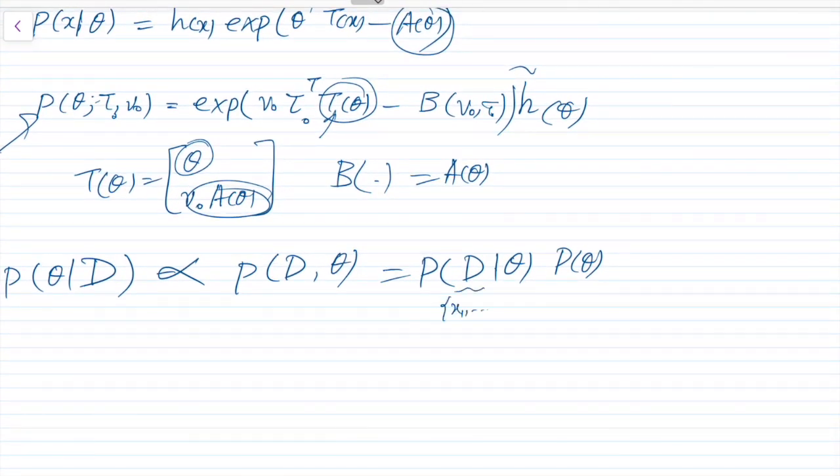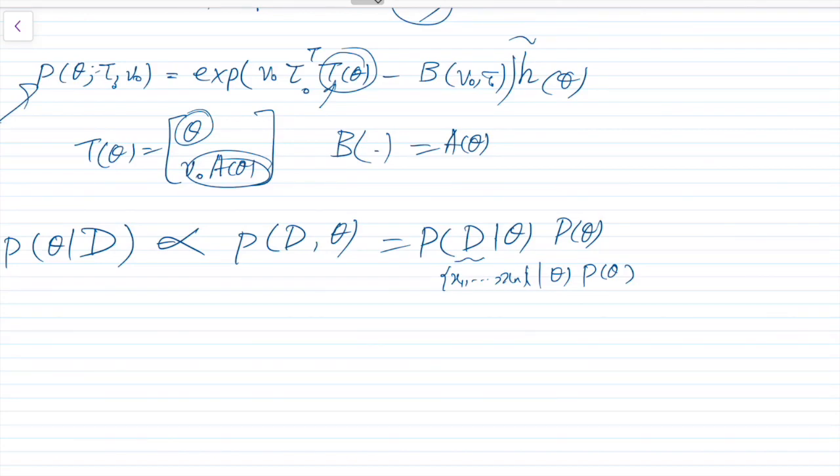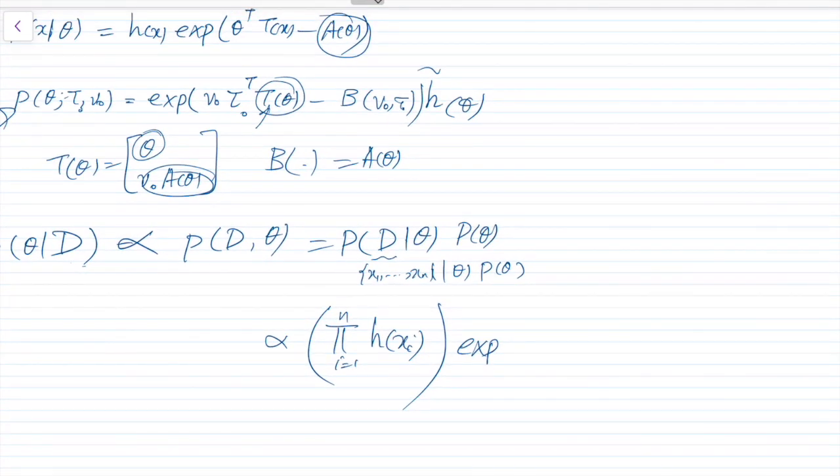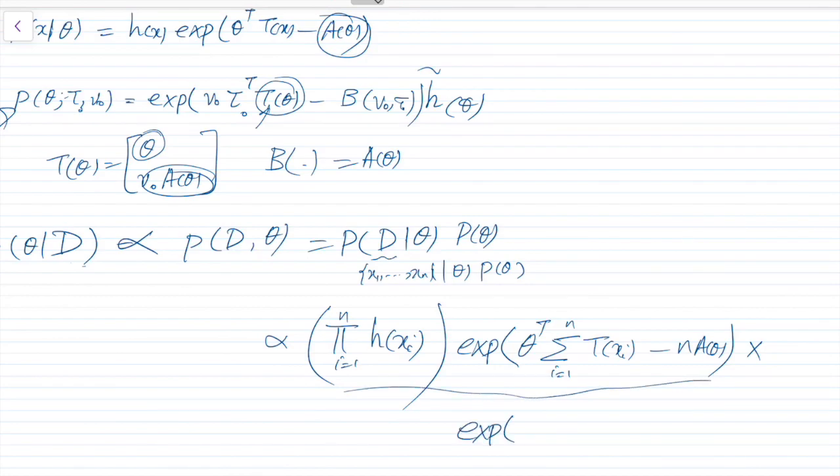So this is basically my x1 through xn. So remember, this would look like my posterior: product over i of n of h(xi), and exponential of theta, t, sum over t(xi), minus A(theta), multiplied by, so this is the effect of the likelihood, and my prior, which looks like whatever the parameters that I have, my sufficient statistic that comes in the form of this distribution, minus A(theta).